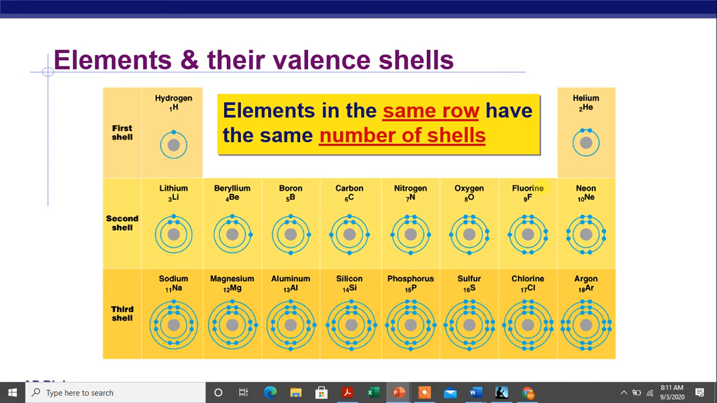Remember that if you were to look on the periodic table, elements in the same row have the same number of shells. So you can see the simple Bohr models drawn out here. All of them in the same row have the same number of shells. All of these have 1, all of these have 2, all of these have 3, right? Just things we're reviewing. I know that if you've taken chemistry, this is kind of old news, but I want to make sure even those people who haven't can get this basic information.